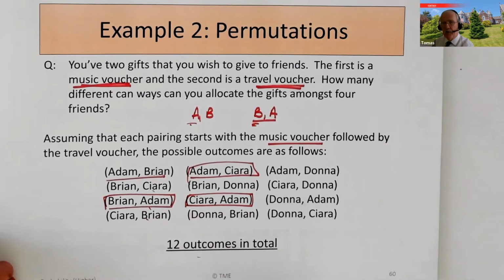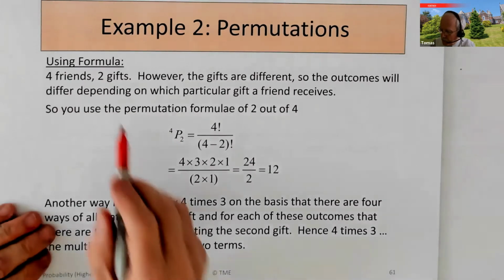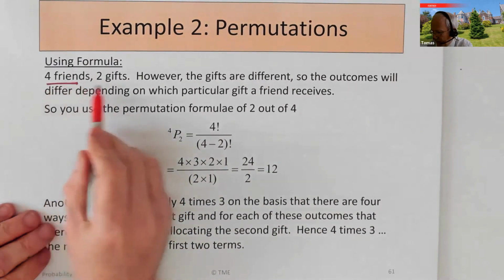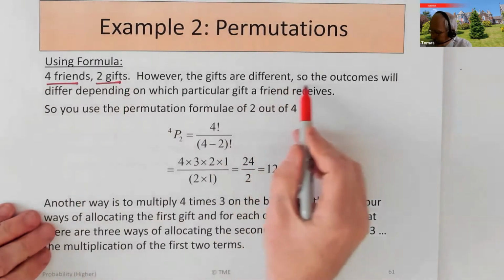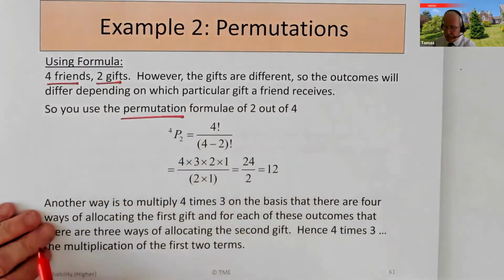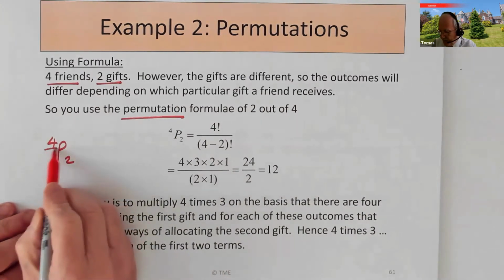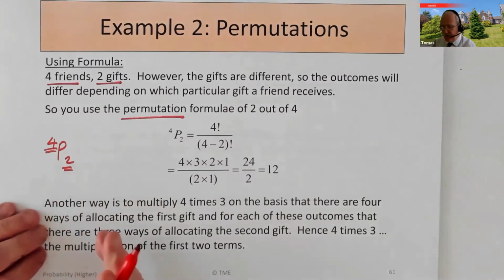Because the order mattered. Anytime you hear the word arranged or order, we're talking permutations. So what formula do we use? We say 4 friends, 2 gifts. However, the outcomes are dependent, so the order matters. So it's a permutation. So I would say 4P2: 4 friends, 2 things to give out.